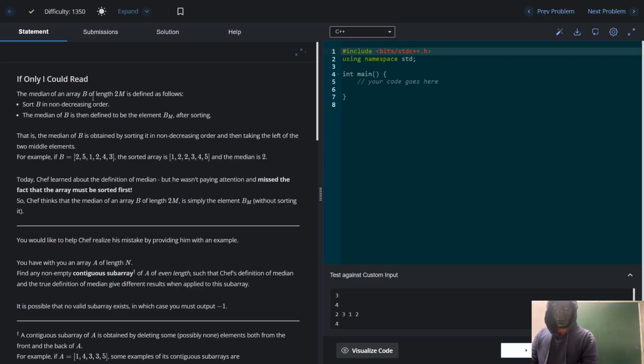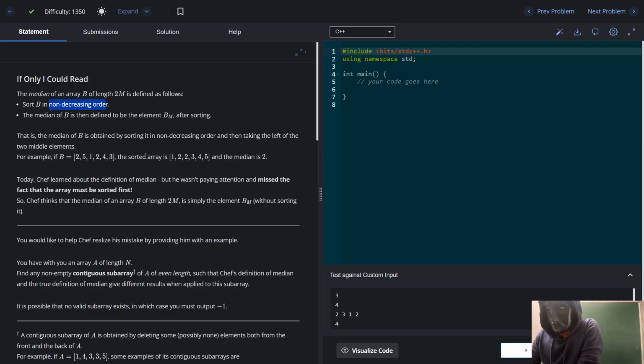It says the median of an array B of length 2m, which is an even number, is defined as follows. Sort B in non-decreasing order, which means we'll have to sort in increasing order. The median of B is then defined to be the element b_m after sorting. That is, the median of B is obtained by sorting it in non-decreasing order and then taking the left of the two middle elements. For example, if B is 2 5 1 2 4 3 and you sort it, it will be 1 2 2 3 4 5.